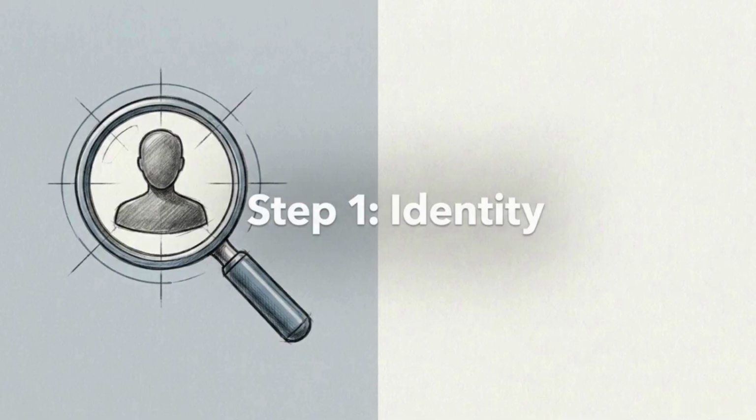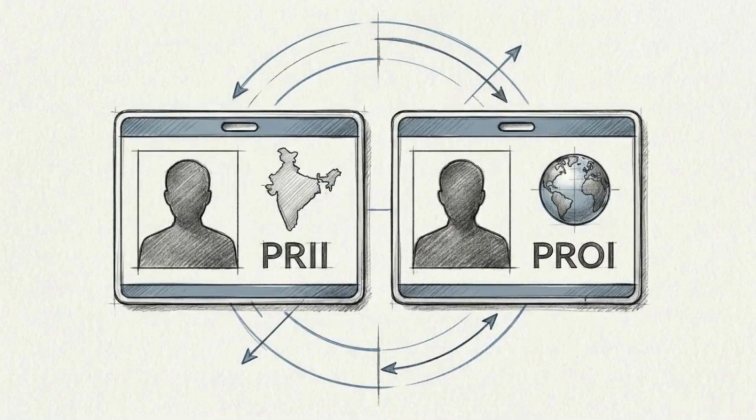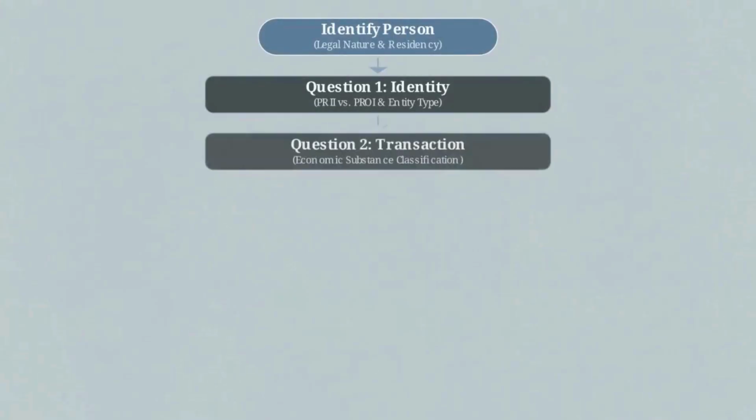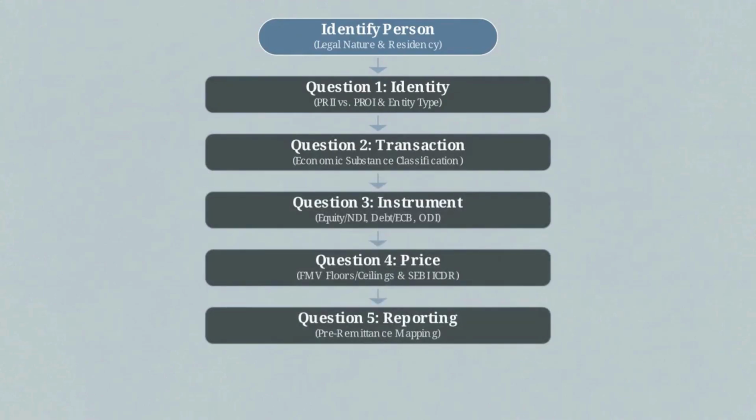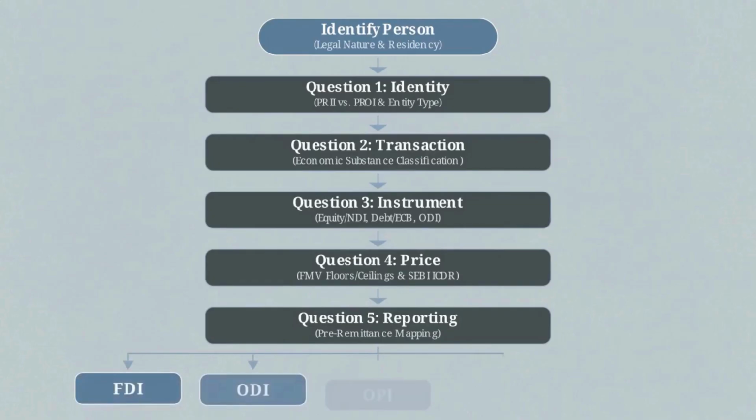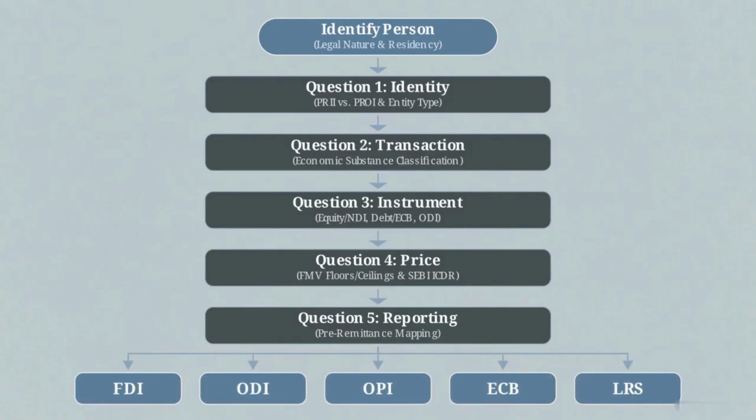We begin with micromodule F12.1, where the first mandatory step is definitively verifying the identity of the person involved, specifically whether they are a person resident in India or a person resident outside India. This 5-question framework chart shows how to classify the transaction based purely on its economic substance, identifying it as FDI, ODI, OPI, ECB, or an LRS remittance.